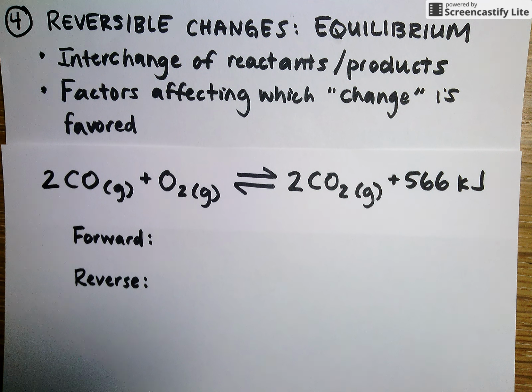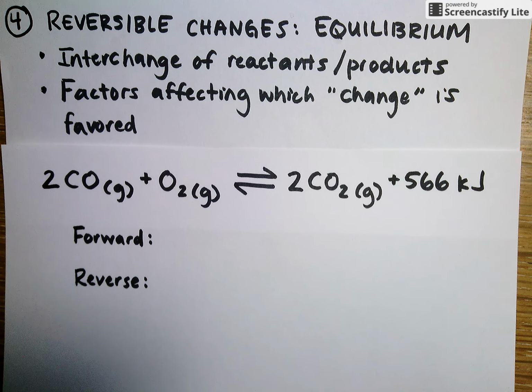Hi, and welcome to our fourth and final video in the Unit 9 Remediation series, where we're going to be looking at reversible changes and the idea of dynamic equilibrium. We'll be picking apart how reactants and products are interconverted and factors that affect whether the forward reaction or the reverse reaction is favored. So Le Chatelier's principle and the idea of shifting left or shifting right.